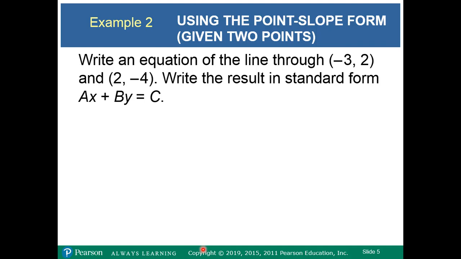Okay, so now let's look at this. We want to write an equation of a line through the 2 points, (-3, 2) and (2, -4), and we want to write the result in standard form. So again, don't forget standard form. It's ax plus by equals c. So how do we do this first? Well, we have 2 points. We're going to find the slope. If we have 2 points on a straight line, we can always start with the slope.